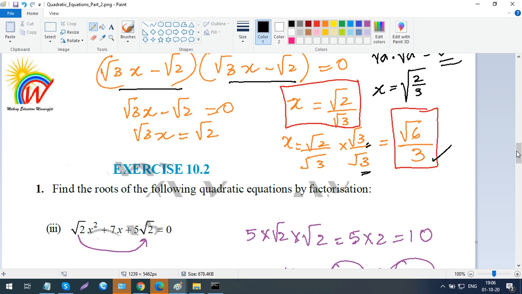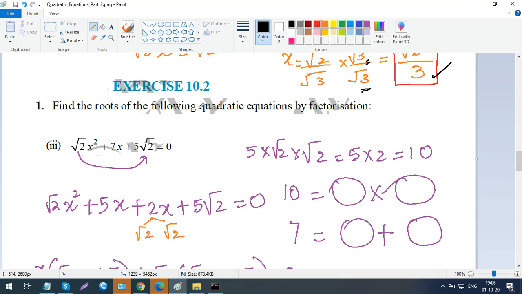Okay, so now you look at the exercise problem. They are asking you, find the roots of the following quadratic equation by factorization.